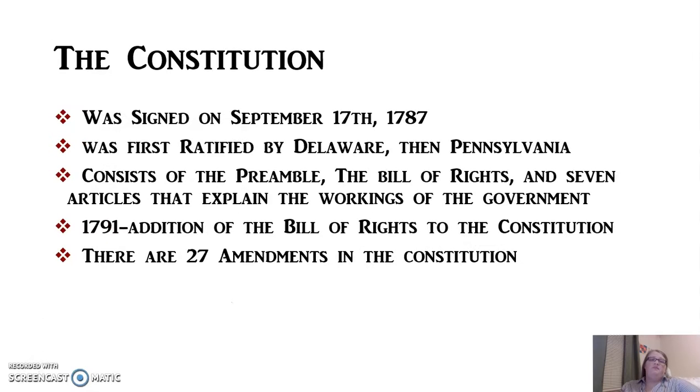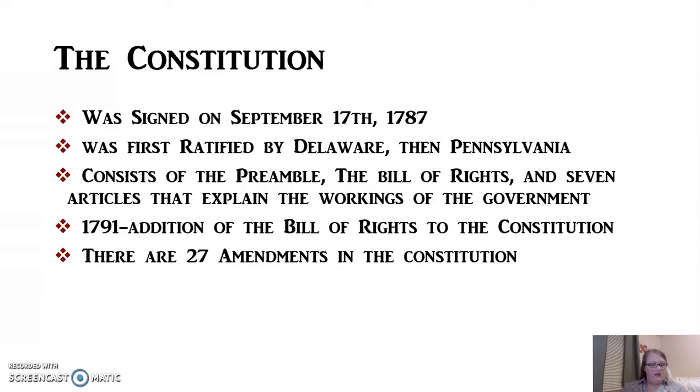So the Constitution was signed on September 17th, 1787. It was first ratified by Delaware, then Pennsylvania, and the third was New Jersey. The Constitution consists of the preamble, Bill of Rights, and the 7 articles that explain the workings of the government.